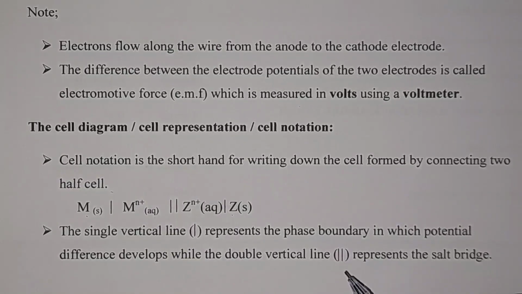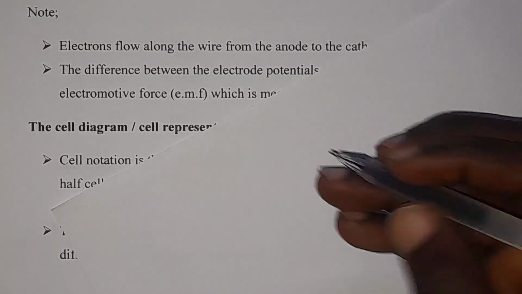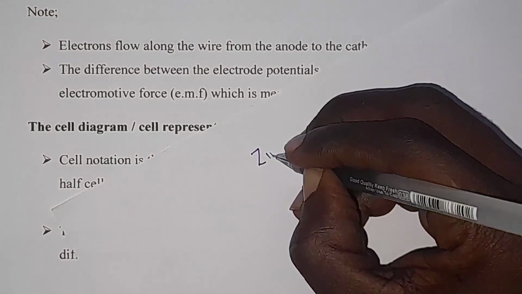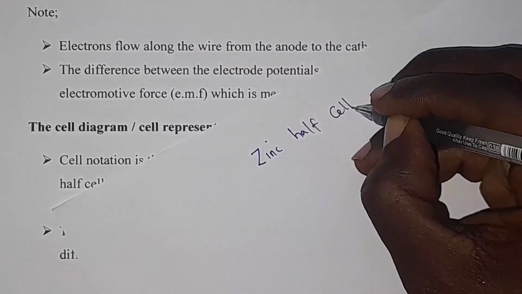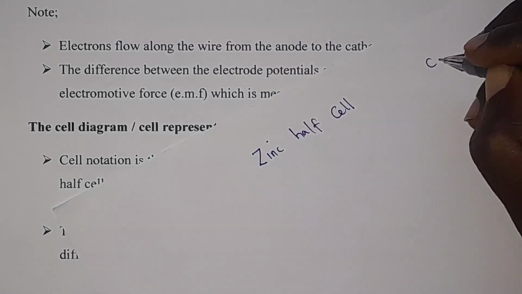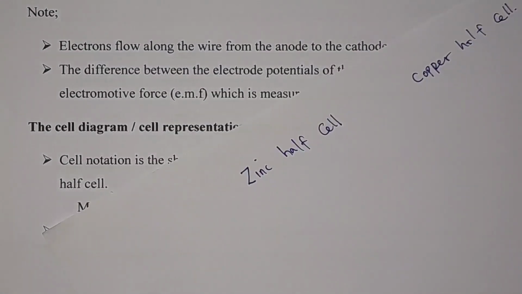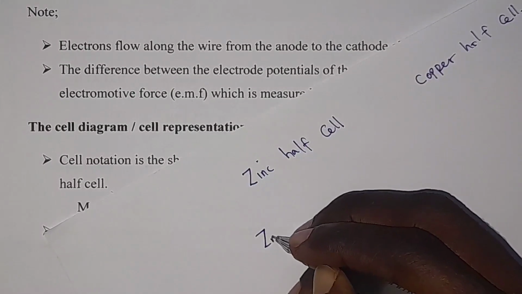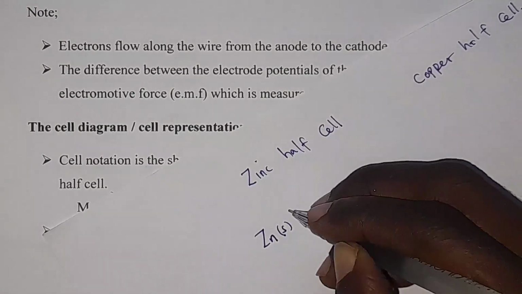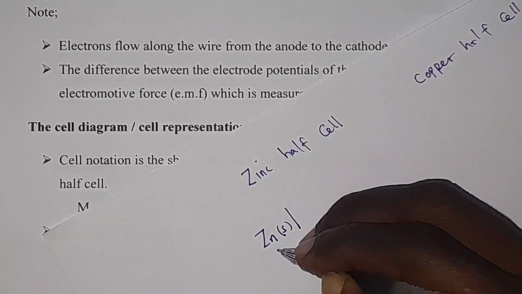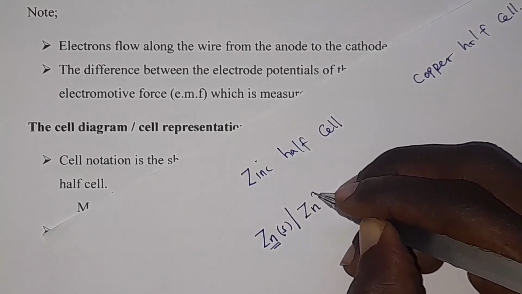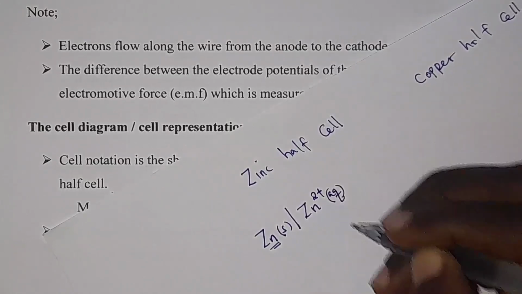For example, if we are dealing with the cell notation, maybe we are dealing with the zinc half cell, and also we have another half cell of copper. We have the copper half cell. So we have to ask ourselves, first of all, between zinc and copper, which one is more reactive? Zinc is more reactive. So that means zinc will be the first one to be written, and the state will be solid. Then we have the phase boundary, that vertical line. Then we write the solution of zinc. Zinc loses 2 electrons and forms zinc 2 ions, which are in solution form.